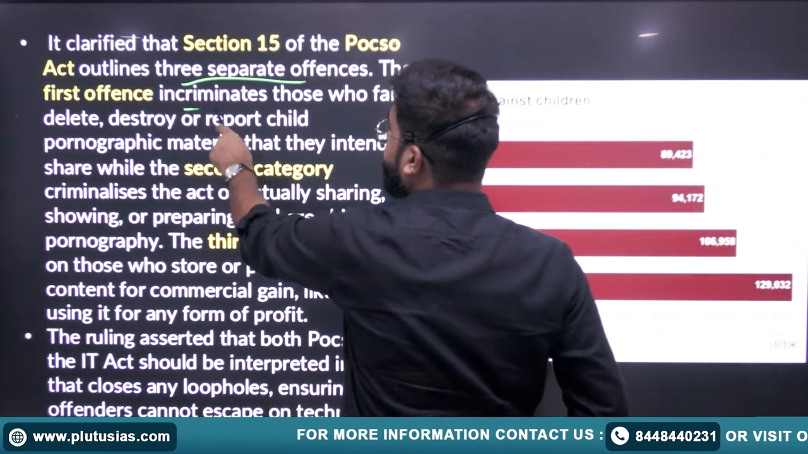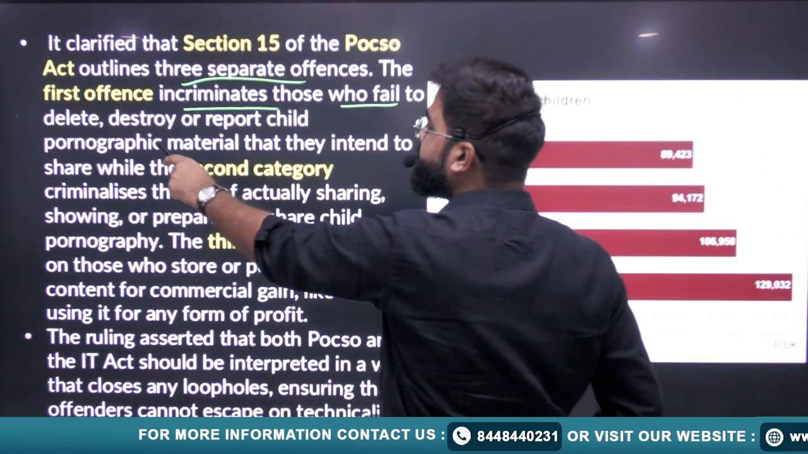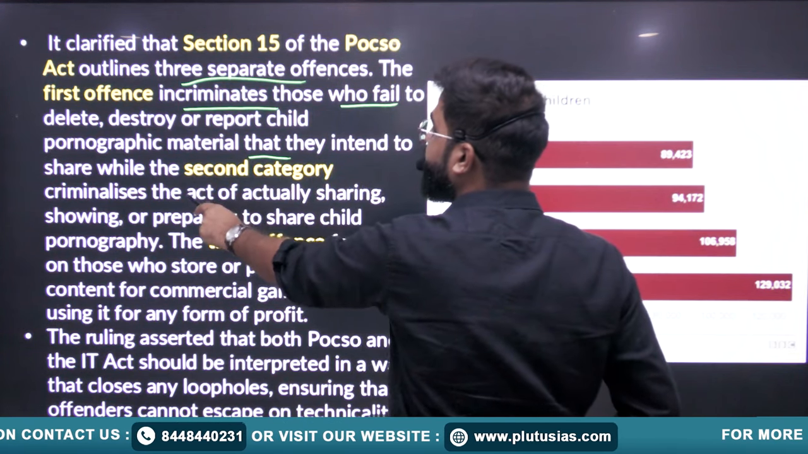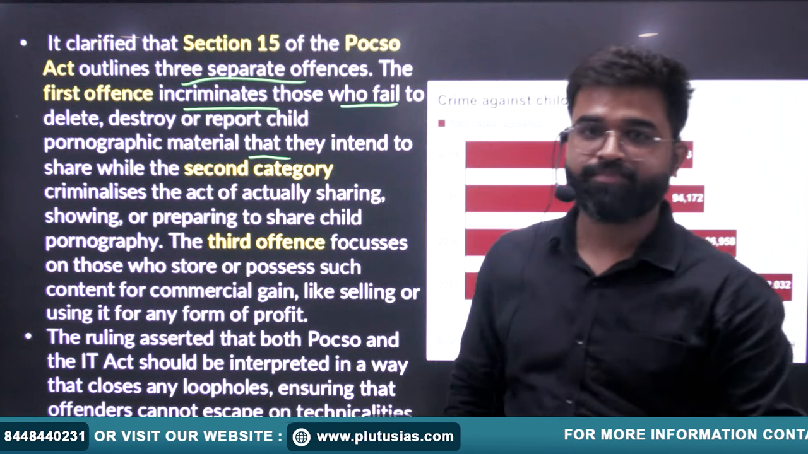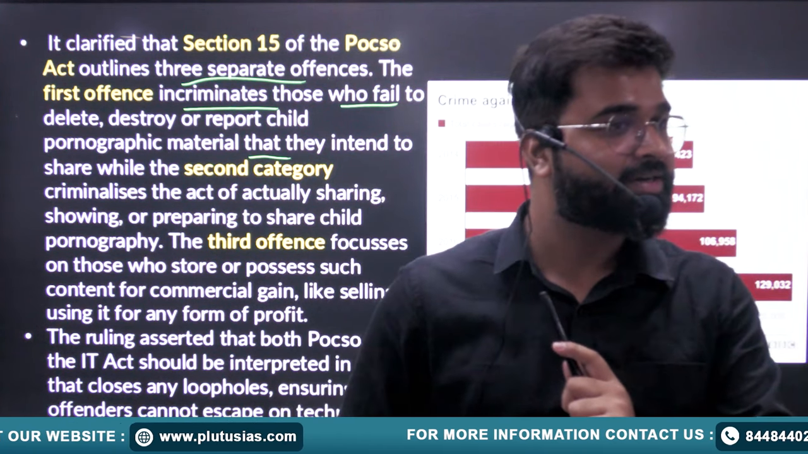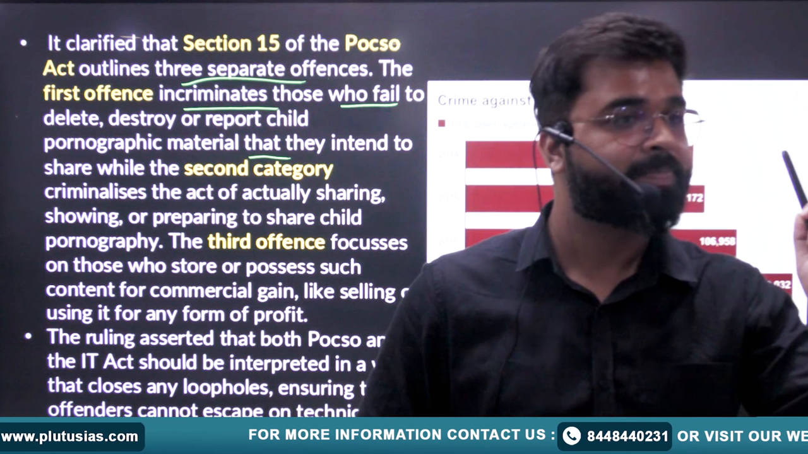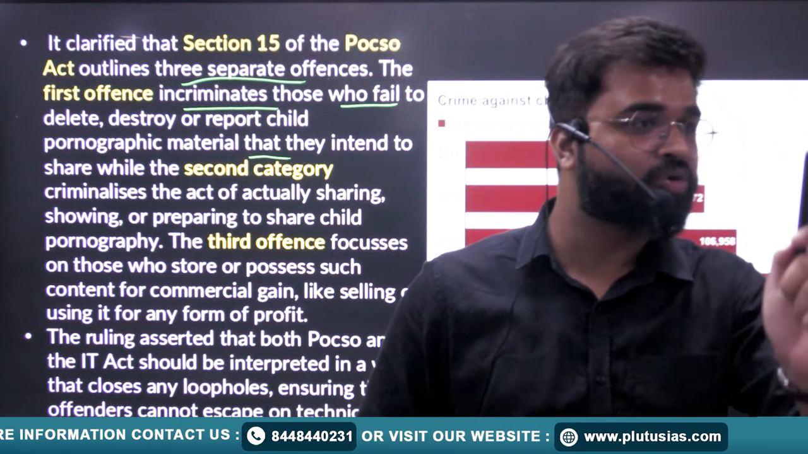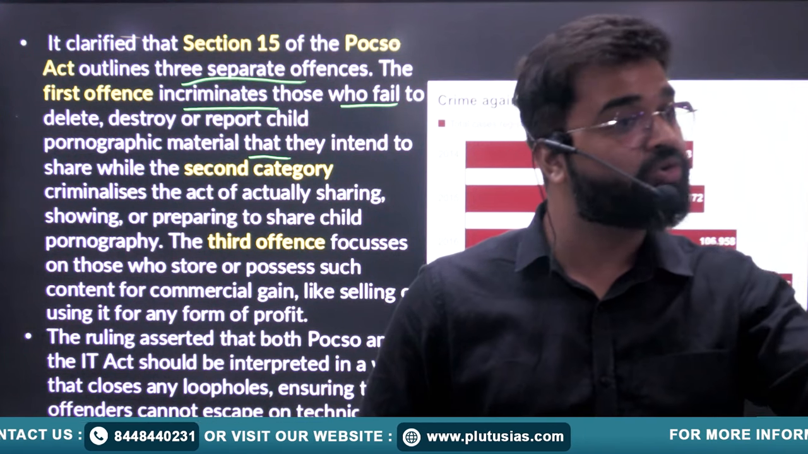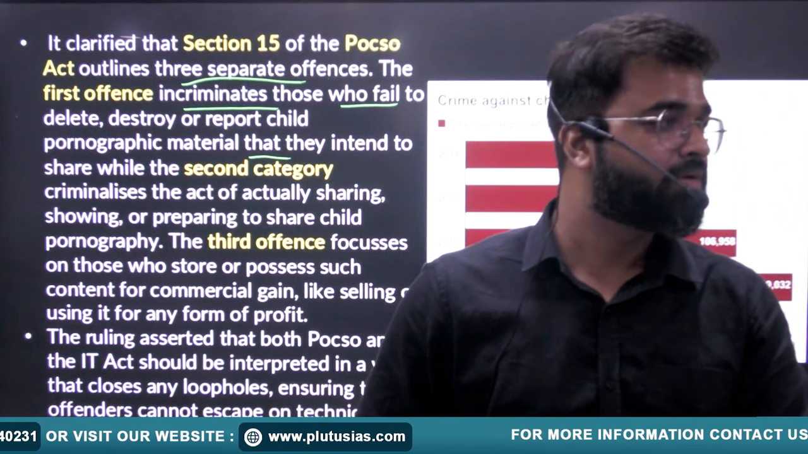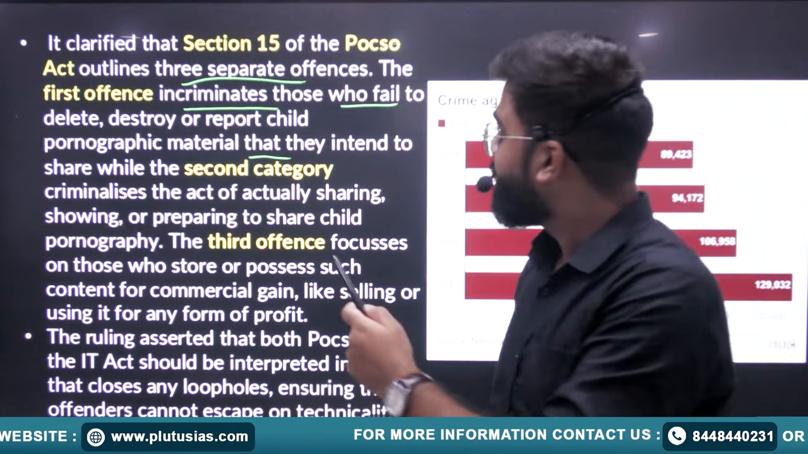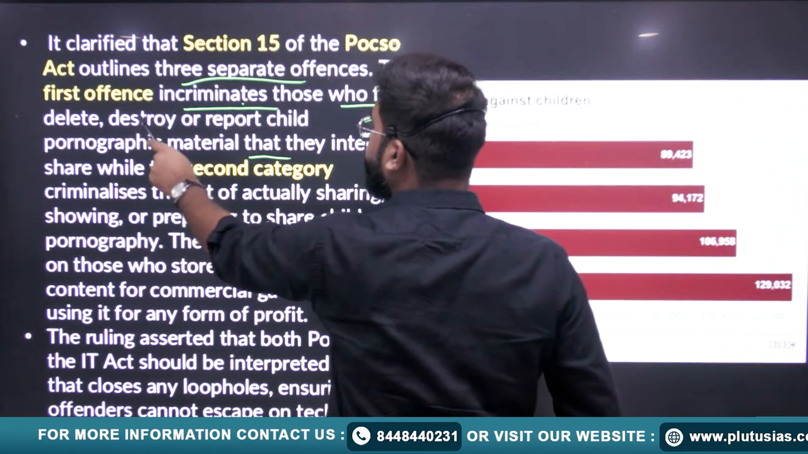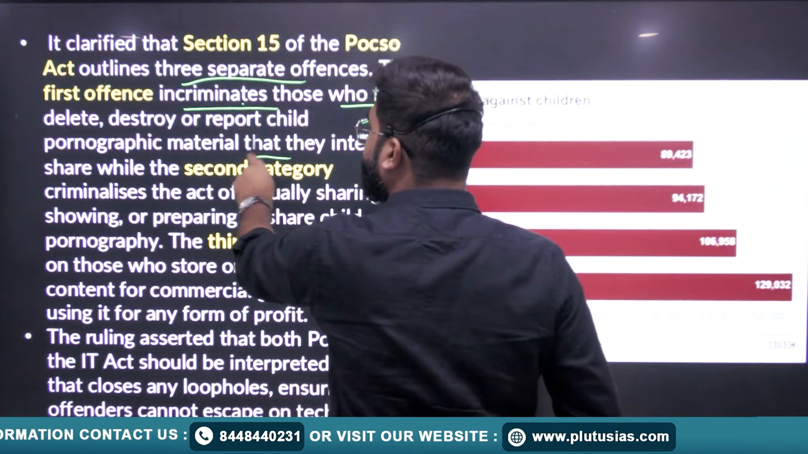The first offense incriminates those who fail to delete, destroy and report the child pornography material that they intend to share. Are you getting this particular point? So if you are aware that any of the content is stored anywhere, then it is your duty to report that particular crime. Okay. So the first offense is to incriminate those who fail to delete, destroy or report child pornographic material.